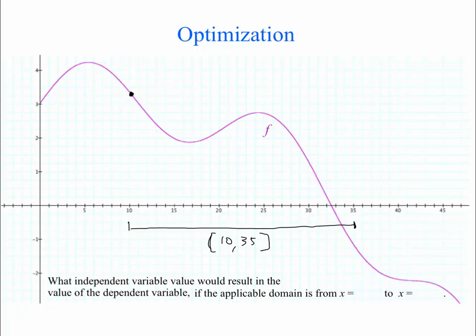No. So do we have to check every single x value in the applicable domain? We know we want to check the local maxes and local mins. Do I have to check every x value then? Here it's not a local max, right?